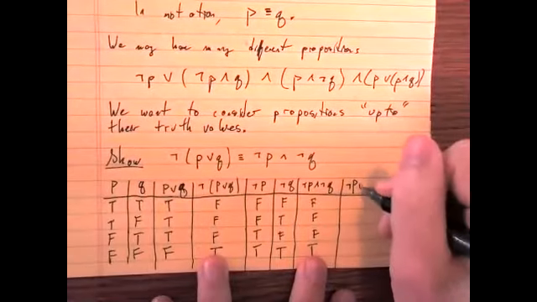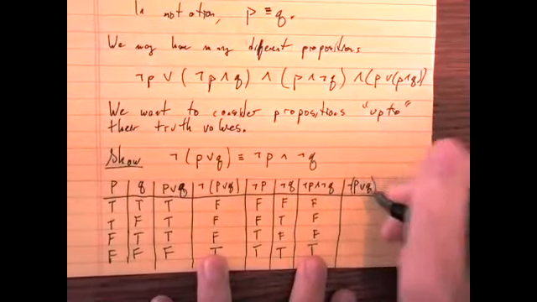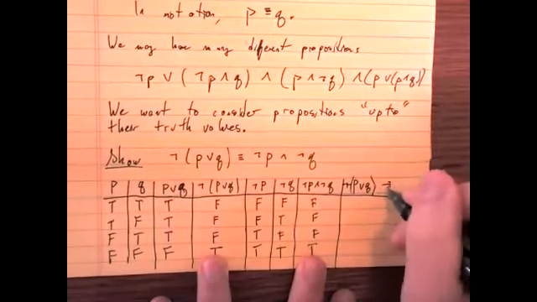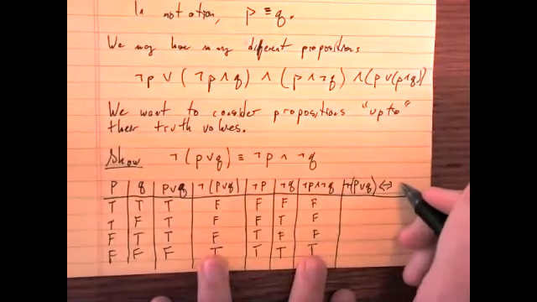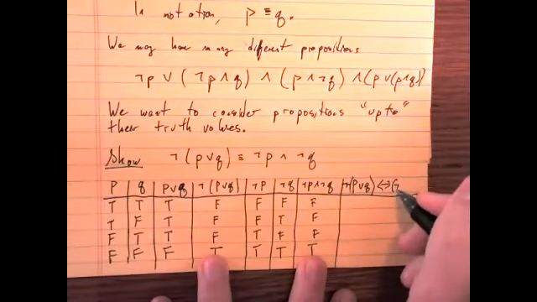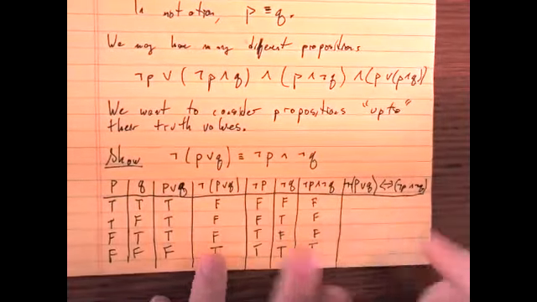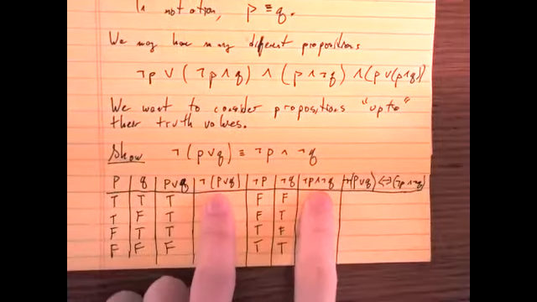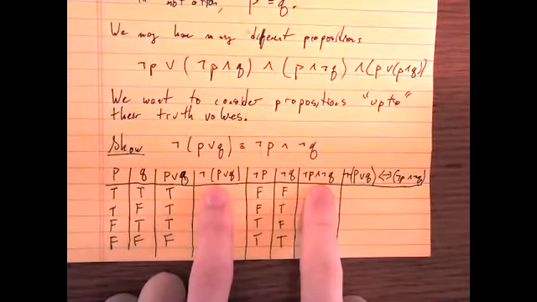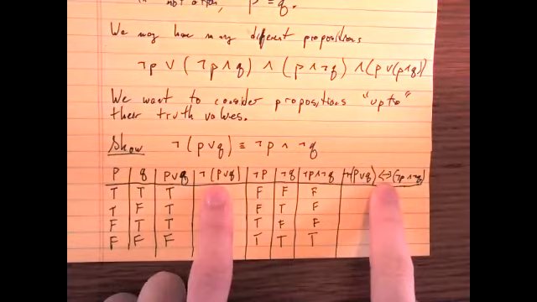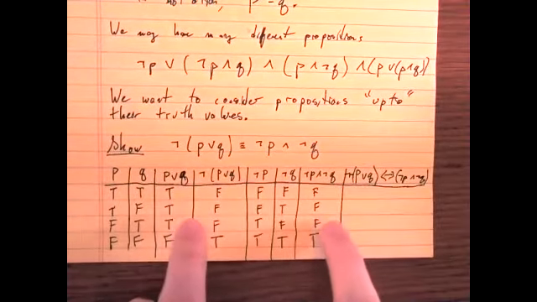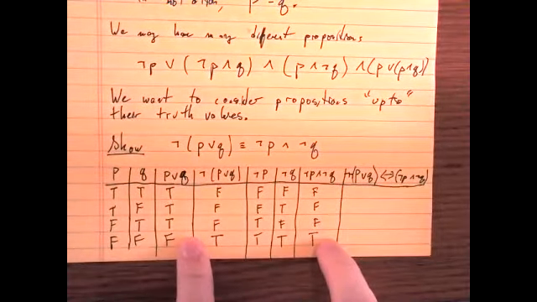And now what we're trying to show is we want to examine this following proposition: not (P or Q) if and only if the proposition not P and not Q. So I've already written the two propositions that I'm trying to compare in these two columns, and the if and only if is going to go down each row and tell me whether they have the same truth values or whether they have different truth values.